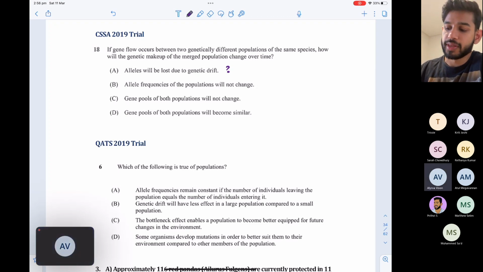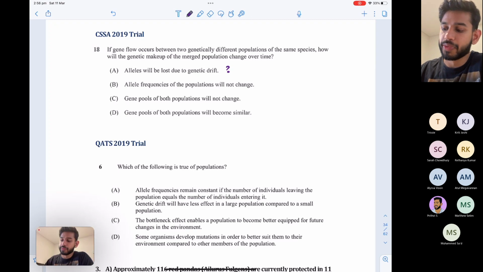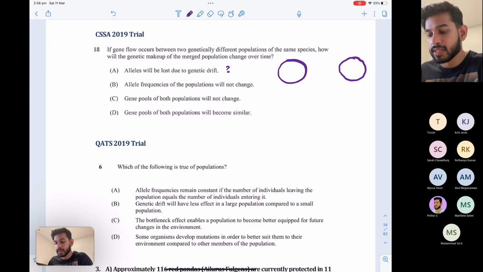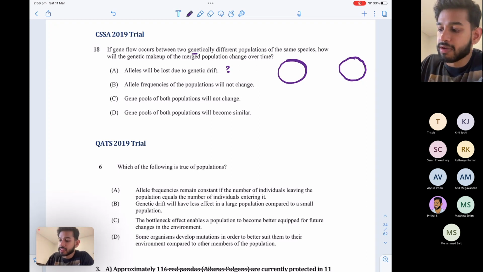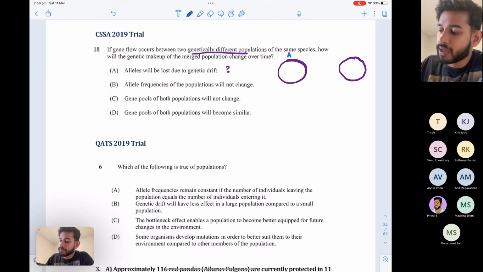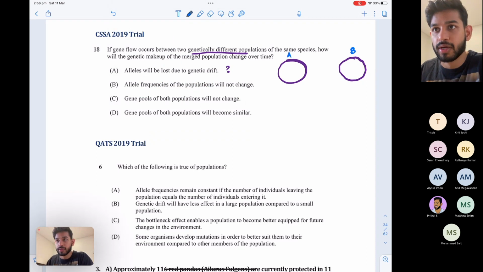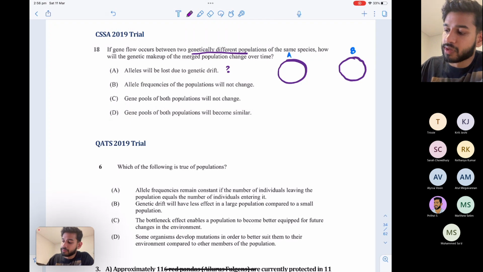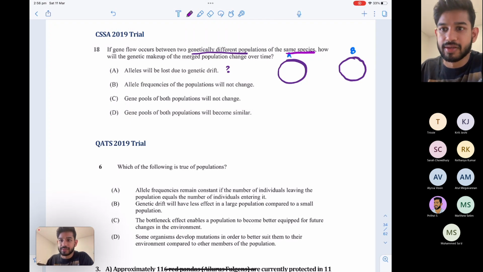Okay, so I think what Alyssa did well here was she identified, okay, there's two gene pools. I want you guys to always draw diagrams so you understand this, right? So if I was a student doing this question, I'd be like, okay, gene flow is occurring between two genetically different populations. So maybe I would just write population A and B to show that they have different alleles, okay? But it's of the same species. Why does that matter? Of the same species.